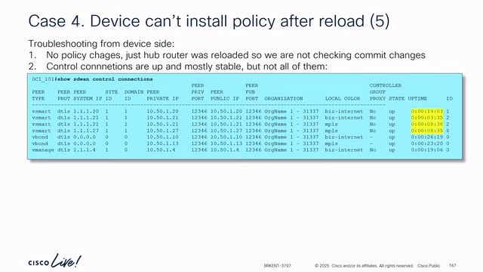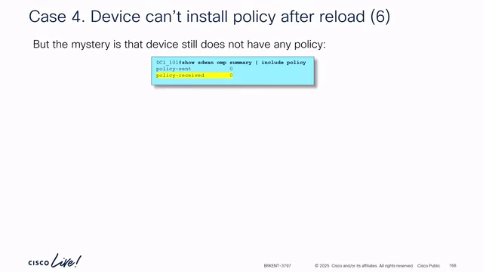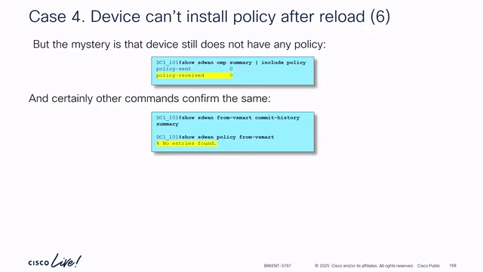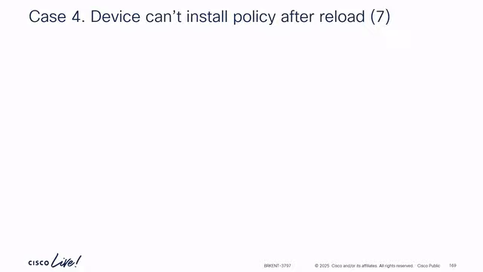Except that the uptime for them is different. This was already a bad sign. But OMP peering is still stable from the device side perspective, right? From the 8500 series device, we can see that OMP is still stable. So we are supposed to install the policy. Still the mystery remains. No policies. No policies. And none of the commands show those policies. From the logs, at the same time, we can see that the connection with other vSmarts is not that stable, right?